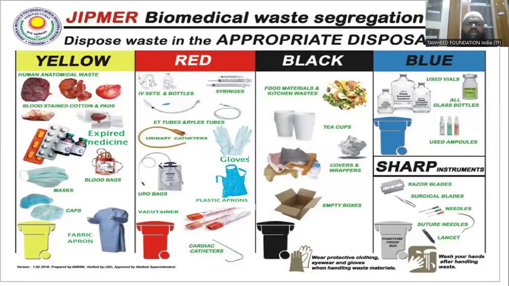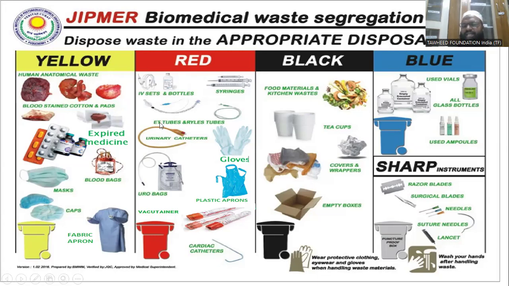Here is a biomedical waste management chart, downloaded from JIPMER, a biomedical waste segregation chart. Dispose waste in the appropriate disposal bin. Yellow: what can we dispose here? Human anatomical waste, blood-stained cotton pads, expired medicine, blood bags, masks, caps, fabric apron. These are the materials we can discard in the yellow bin. Even the cotton we use once we collect the blood, those cottons we have to discard in the yellow bin.